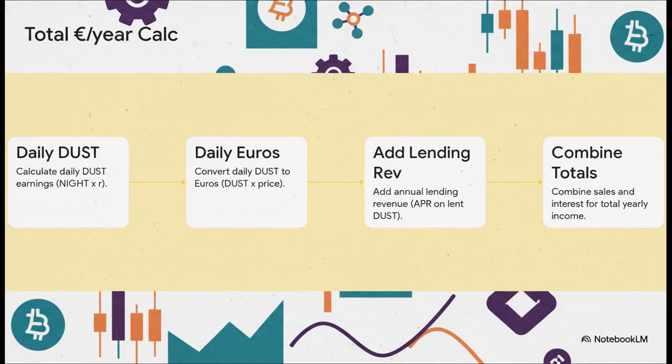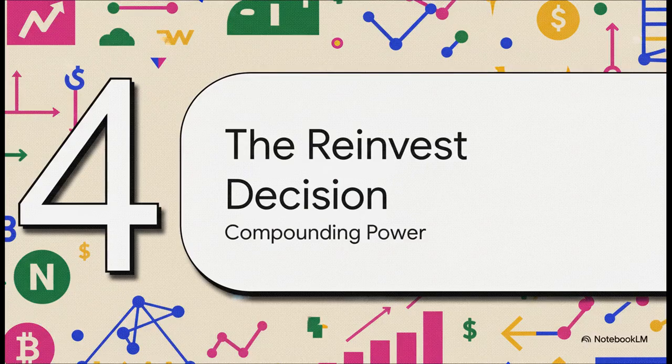The calculation for your total euros per year is super transparent. It's just 4 simple steps. Step 1, it calculates your daily dust earnings. That's just your night balance times R. Step 2, it turns that dust into euros using the price you set. Step 3, it adds in your annual lending revenue. And finally, step 4, it just combines your sales and your interest for the grand total. So simple, so clear.